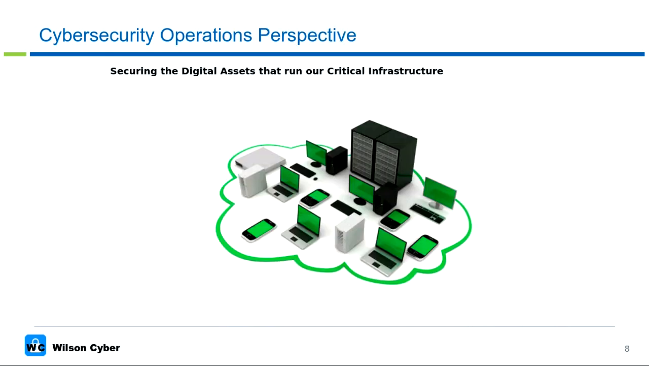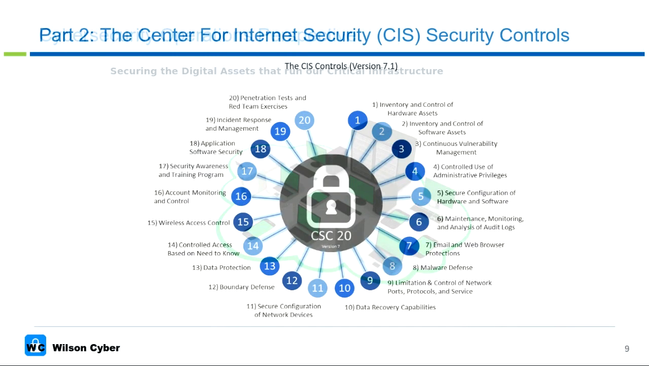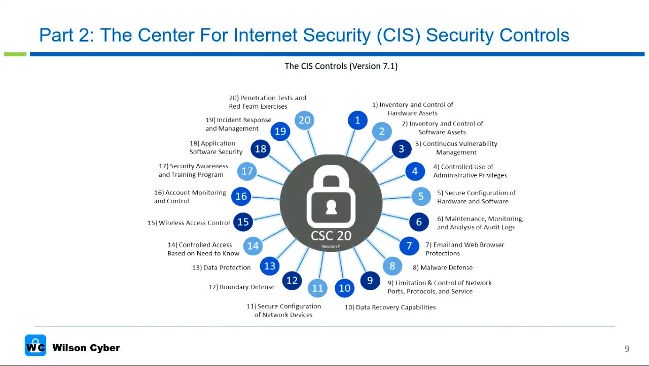From a security operations perspective, we're securing the digital assets that run our critical infrastructure. So the first control standard that we're going to look at are the CIS controls, but keep in mind all of these control standards, whether it be CIS, NIST 800-53, PCI Data Security Standard, or ISO 27001, or even other control standards not covered in this class, are all designed to do the same thing, and that is to protect our critical infrastructure from cyber risks.